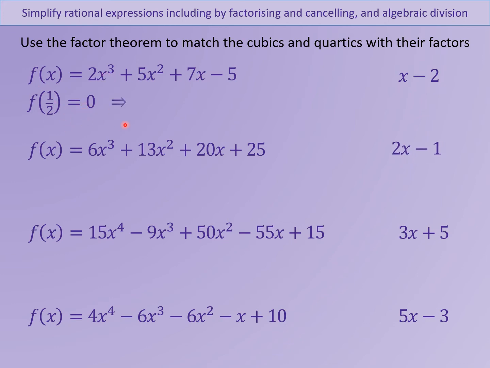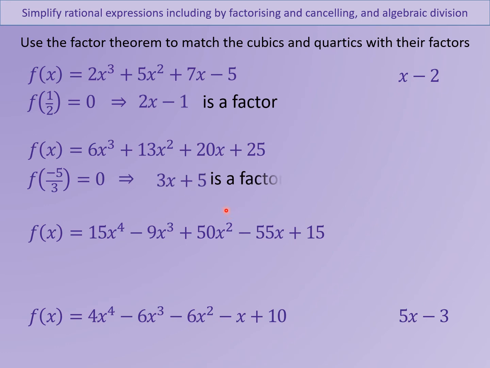So therefore, that means that 2 minus x has got to be a factor, because that makes that 0 as well. What about this one? Well, if you tried minus 5 over 3, try putting that in there, you'll notice that 3/5 is a factor, because 3/5 makes that 0. 5 over 3 makes that 0 as well.